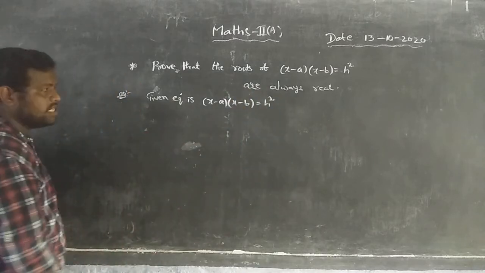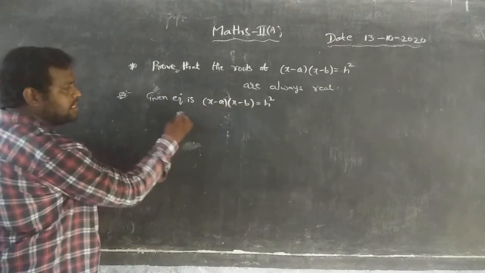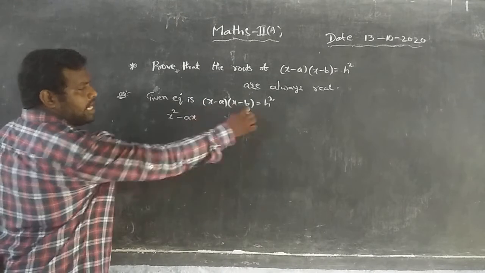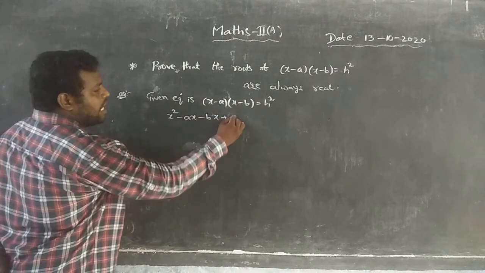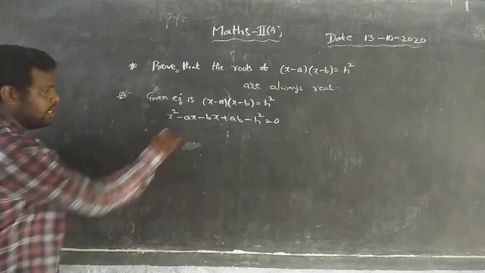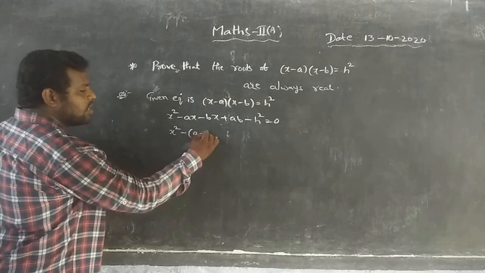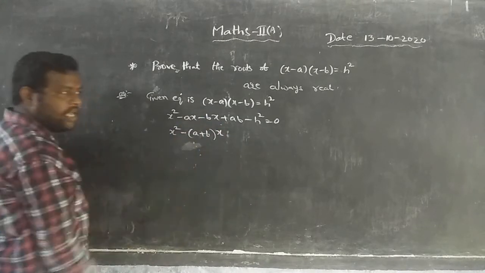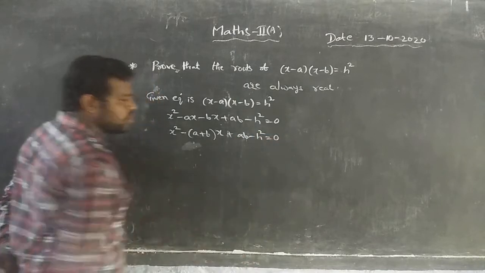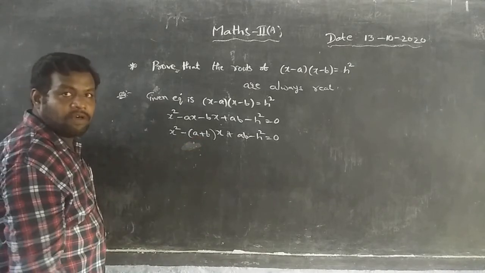Okay, now we can simplify this equation. Find the product of the left side terms: x² − ax − bx + ab. The right side term can move to the left, that is minus h². Students, what is the common term? Minus x is the common term: x² − (a + b)x + ab − h² = 0. This equation represents a quadratic equation in terms of x.